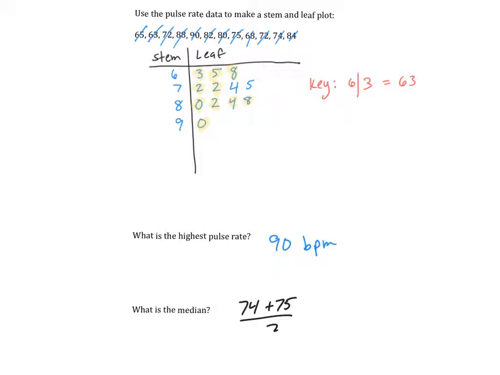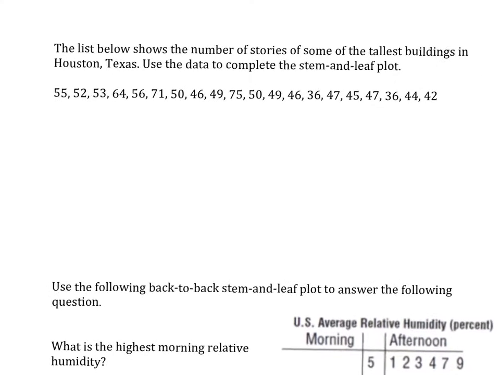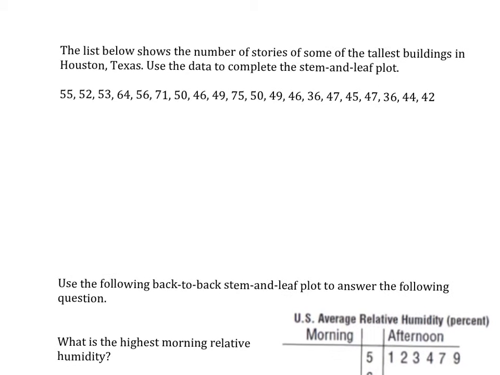And that will tell us, that gives us 74.5 beats per minute is our median pulse rate. Okay. All right, let's construct another stem and leaf plot. The list below shows the number of stories of some of the tallest buildings in Houston, Texas. We're going to use the data to complete the stem and leaf plot. So we'll set up our stem and leaf plot.